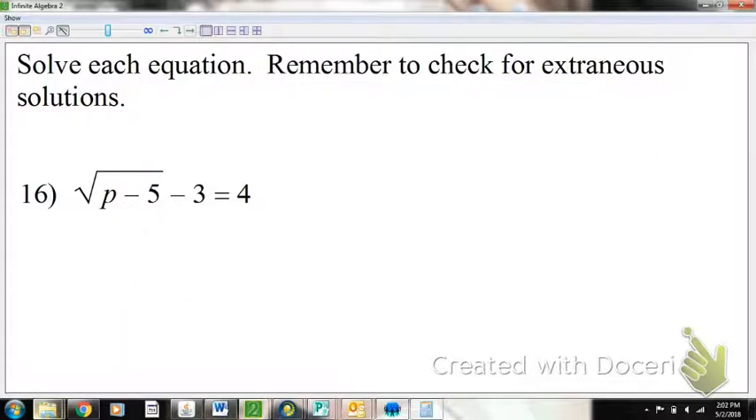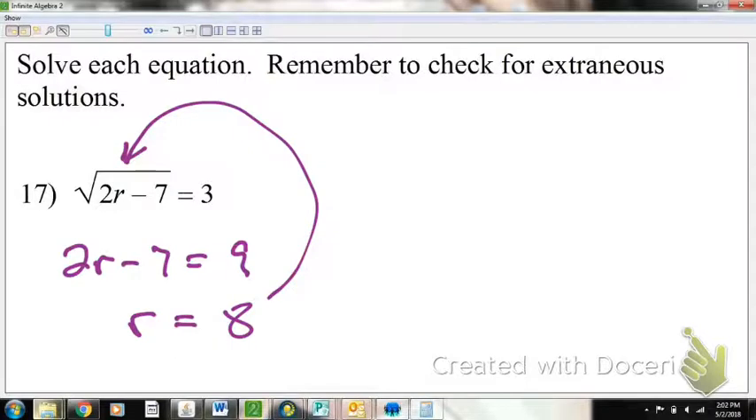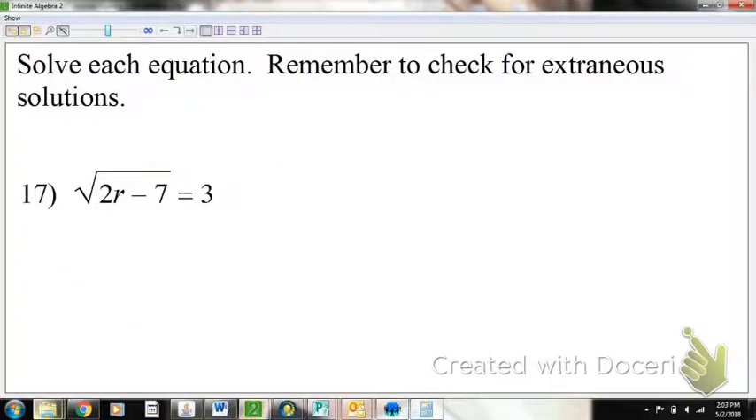Okay, number 17, the radical is already isolated for us, so we'll square both sides. And that's going to give us 2r minus 7 equals 9. Add 7, divide by 2, we get r equals 8. So r equals 8. Plug it back in real quick. 2 times 8 is 16. 16 minus 7 is 9. And the square root of 9 is 3. So we are in good shape with that one.